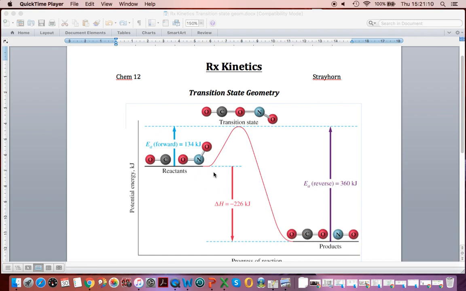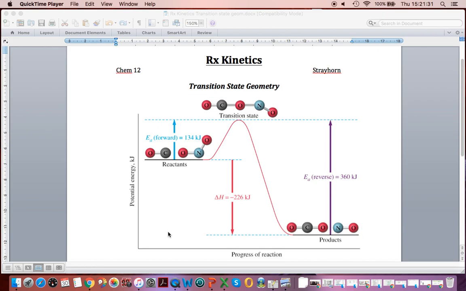Now we see the forward reaction. The activation energy is much smaller than the activation energy for the reverse. So it was 134 versus 360. Because the reverse reaction, we got to measure all the way up. We can see what the delta H is, the minus 226 kilojoules. And we know, since it's negative and also the products have less energy, that it's exothermic.